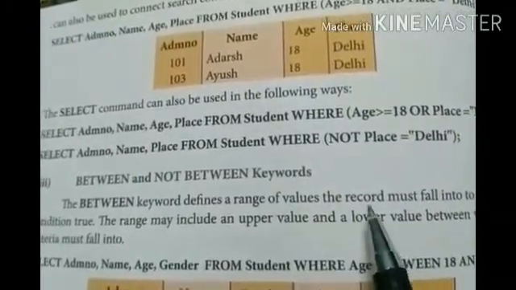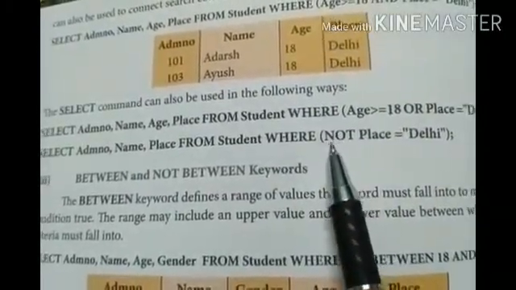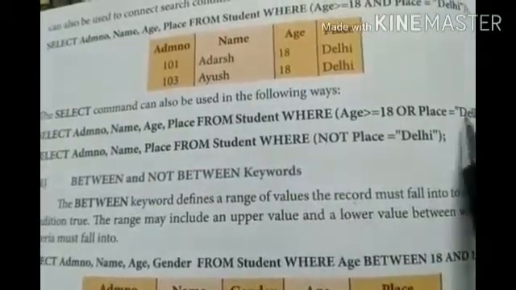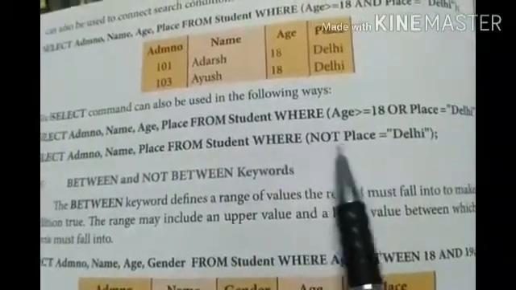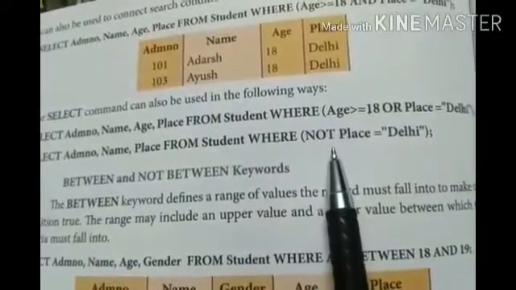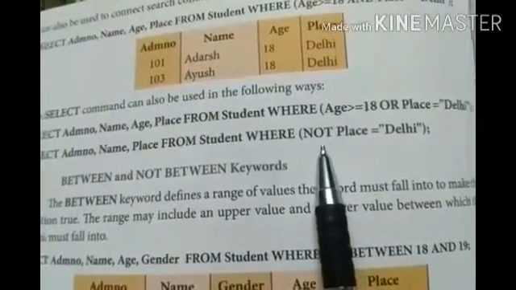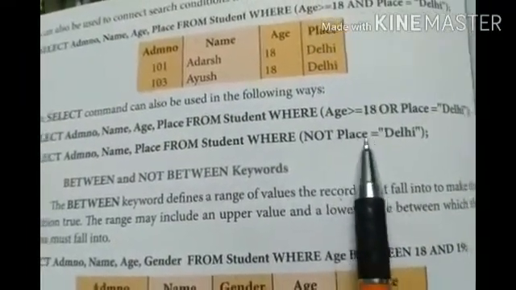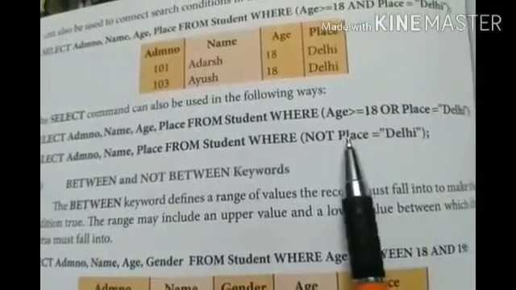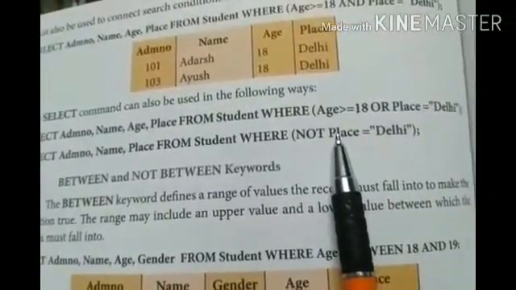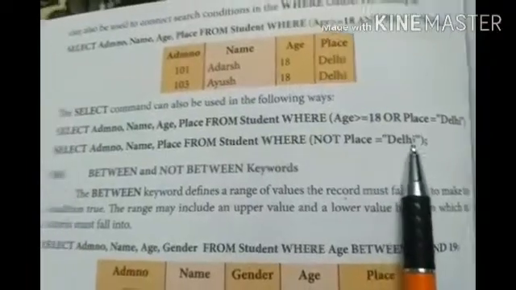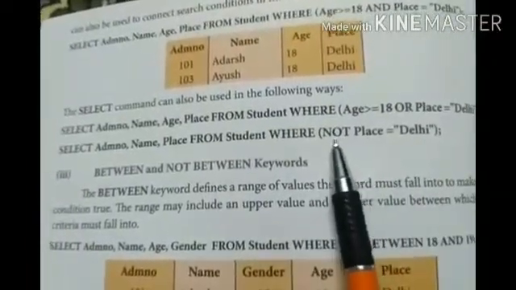The next operator we are going to see is NOT. Here, within the parentheses, they have specified the condition. The command they have used here is the logical operator NOT, with place is equal to Delhi. So it selects the records which satisfy the condition place is equal to Delhi, and before that they have given NOT.